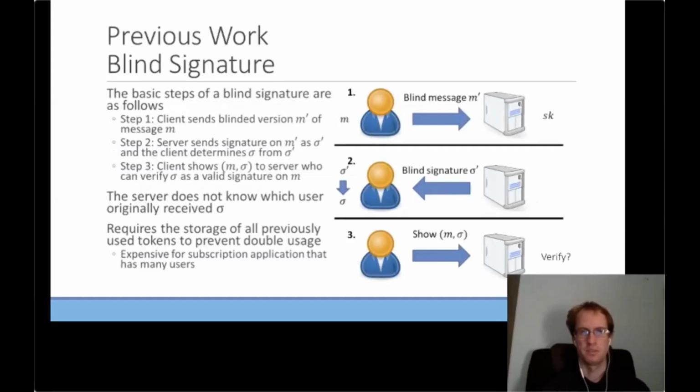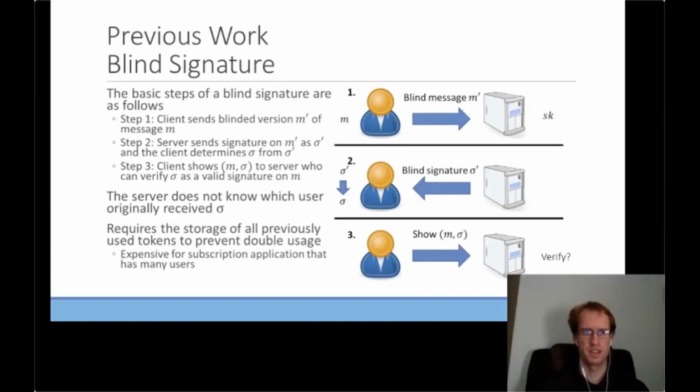The basic steps of a blind signature are as follows. The client first sends a blinded version of some message M prime to the server, which the server responds with a signature on M prime as sigma prime, which is sent to the client, who is able to determine sigma from sigma prime. Then at some later time, the client shows M and sigma to the server, and the server can verify sigma is a valid signature on M, but the server does not know which message was originally signed by the server, so is unable to determine the actual user from the signature and message alone.